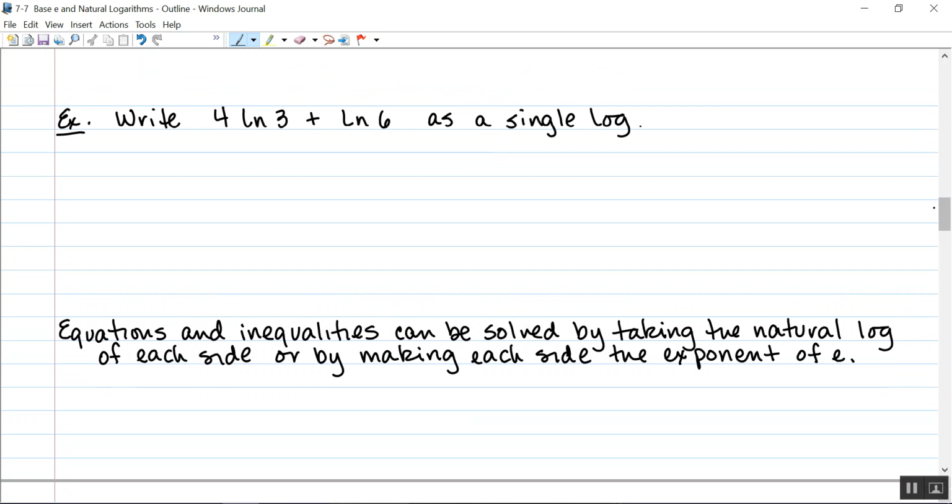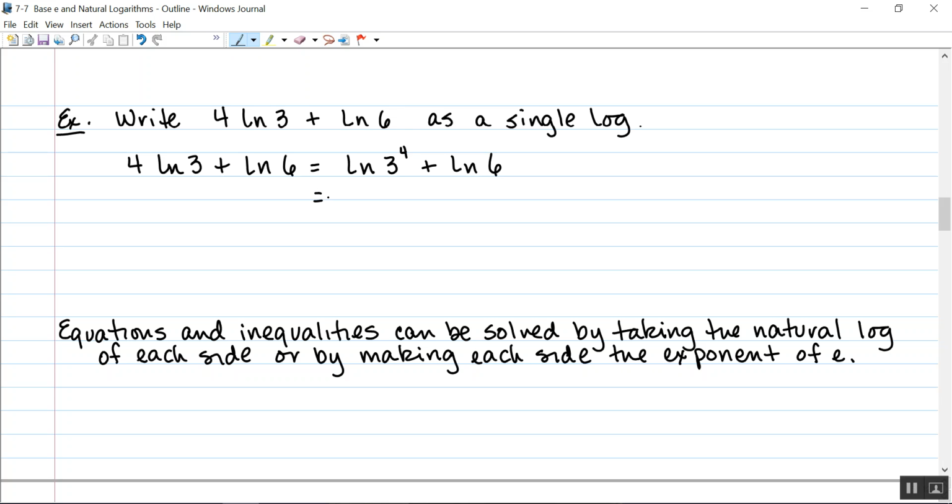Here's another example. Write 4 times the natural log of 3 plus the natural log of 6 as a single log, and we're going to use the properties of logarithms that we learned a couple sections ago. So this is actually going to be equal to, so 4 ln 3 plus natural log of 6, is equal to, remember I can take this coefficient and make that an exponent, the natural log of 3 to the 4th power plus the natural log of 6.